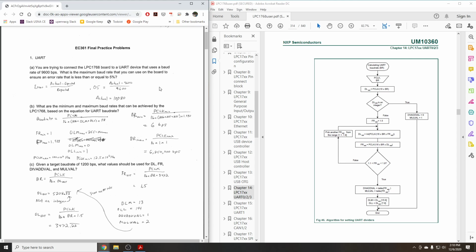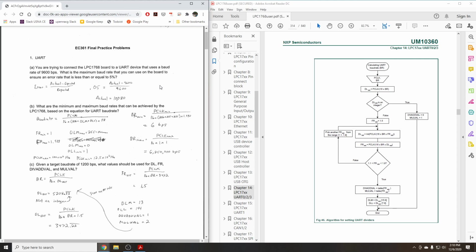So here we're just solving for the error being 0.05 for 5%. We want the target baud rate of 9600 BPS as shown here, and we're solving for the actual baud rate. So what is the highest actual baud rate that we could come up with that still satisfies that 0.05 ratio? When we solve this, we multiply through by 9600, and then we add in 9600, and that gives us our actual baud rate of 10,080.